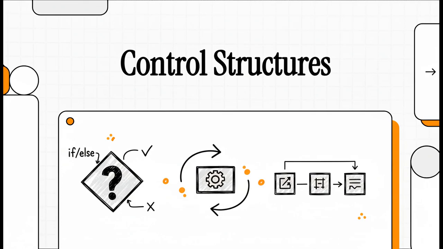Have you ever wondered how your favorite app just knows what to do when you tap a button? Or, how a video game character decides to turn left instead of right? Well, that's exactly what we're diving into today, the secret logic that powers all software. We call them control structures.